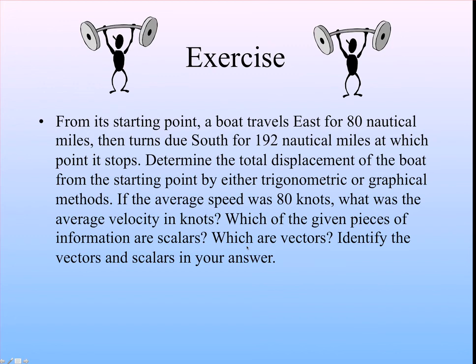From its starting point, a boat travels east for 80 nautical miles, then turns due south for 192 nautical miles, at which point it stops. Determine the total displacement of the boat from the starting point by either trigonometric or graphical methods. We'll use a combination of both. If the average speed was 80 knots, or 80 nautical miles per hour, what was the average velocity in knots?